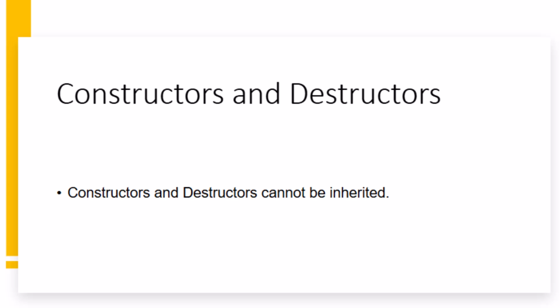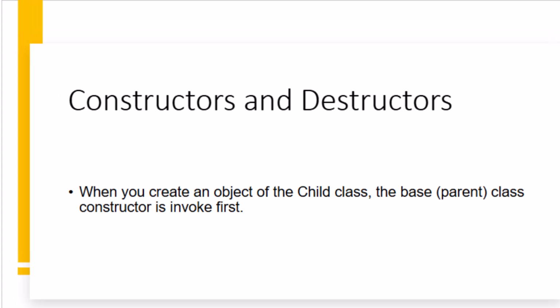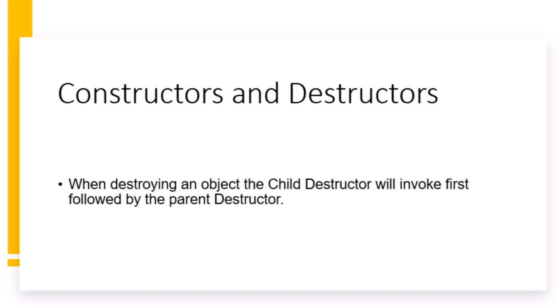Here are some things to consider when you are using inheritance. You cannot inherit the constructor and the destructor from the base class. However, when you create an object of the derived class, the base class constructor will be executed first, followed by the derived class. So the parent constructor will execute first, followed by the child constructor. And when you destroy the object, the child destructor is called first, then the parent destructor is called after.